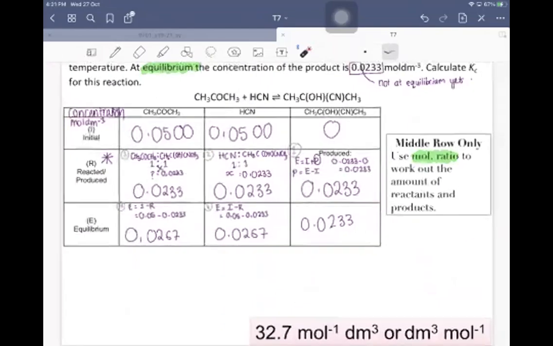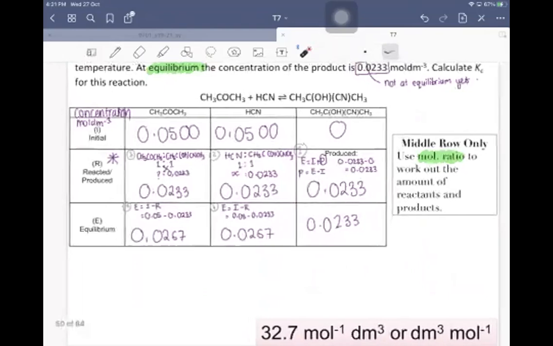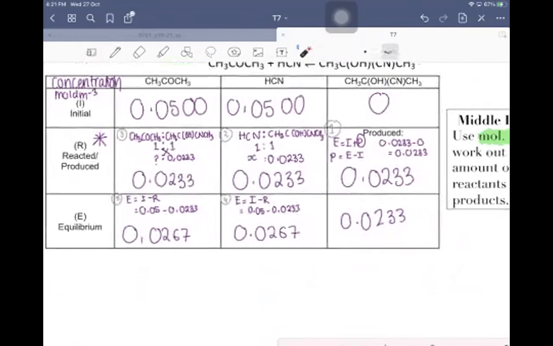Right, I am already in mole per dm cube, so I don't have to worry about the conversion. I just have to worry about my Kc expression. I'll use a different color.